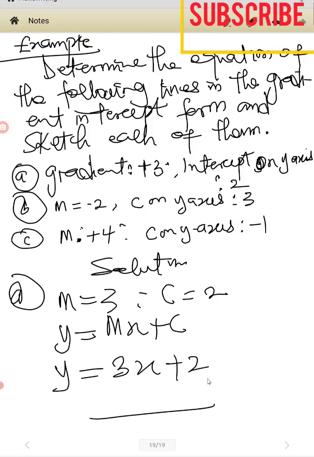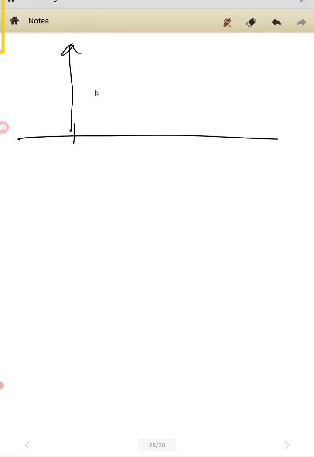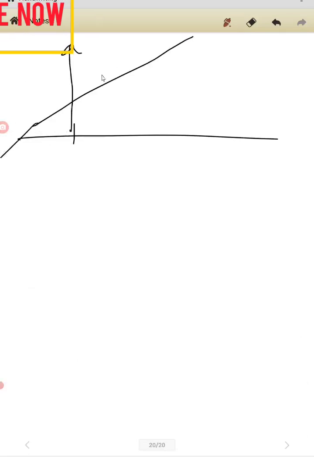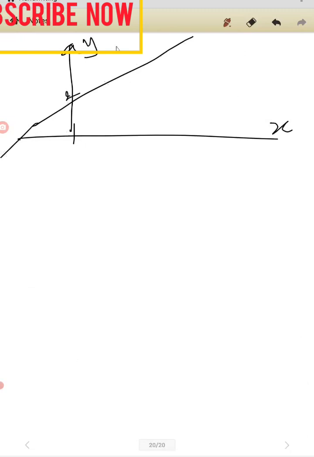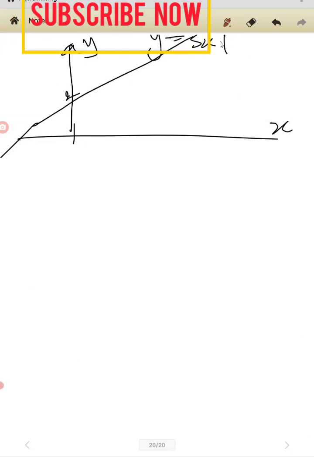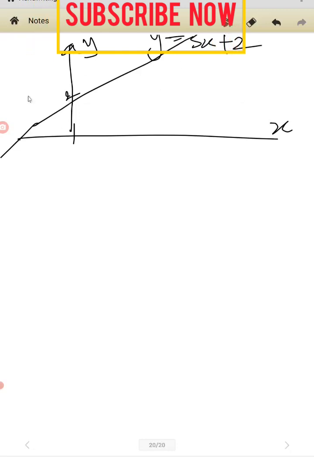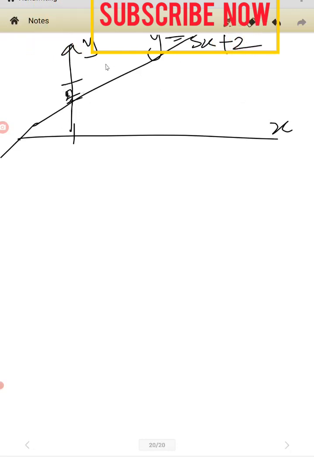Now, if you want to sketch this, you have something like this. It intercepts y at exactly 2. So this is x, this is y. This is just the sketch that it needs. y is 3x plus 2. This is the intercept, shown here, the c part.